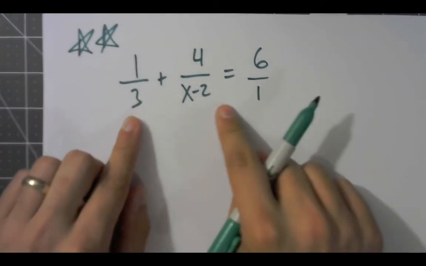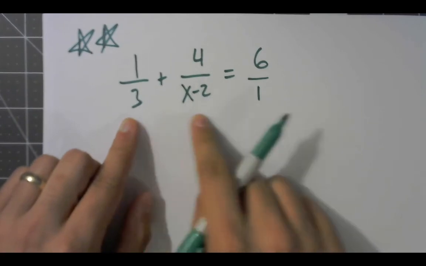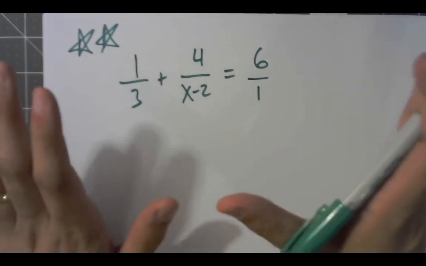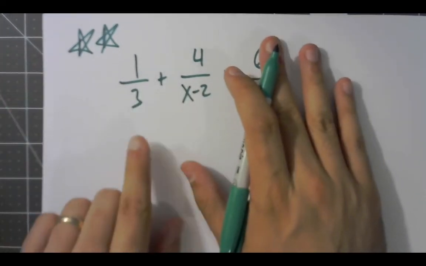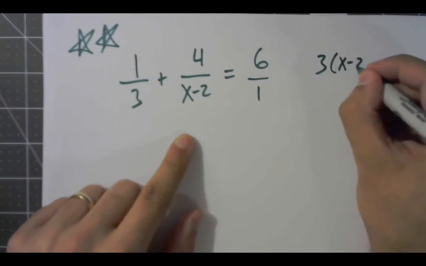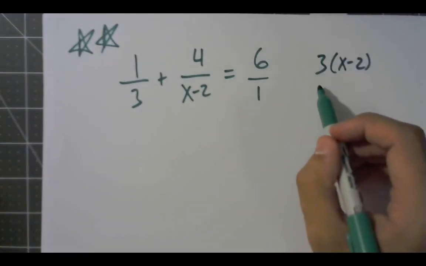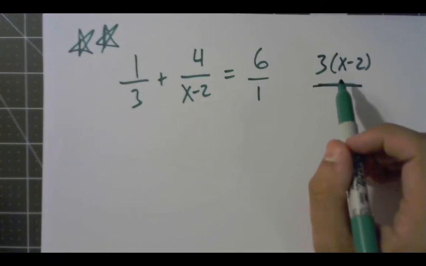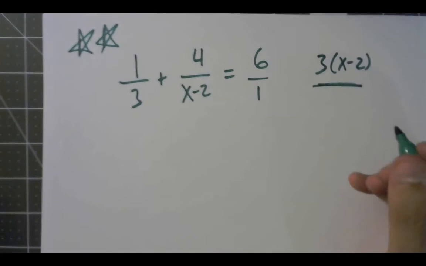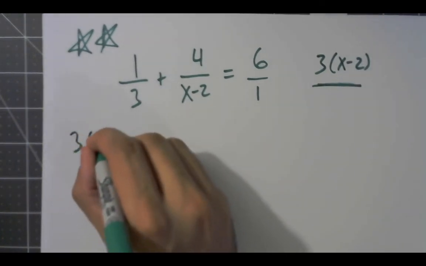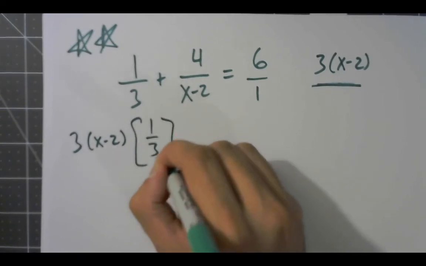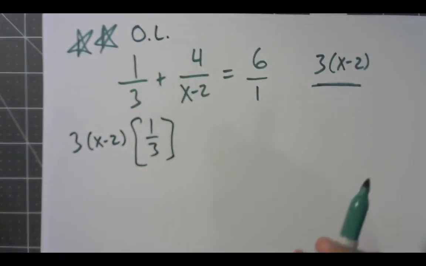So what I need to do is find my LCD, my least common denominator, the thing that all of these have in common. Well, I need a 1, but 1's in everything, so I don't need to worry about that one. I need a 3. I need an x minus 2. So this is going to be my little secret, and what I'm going to do is multiply this by every single piece. If I multiply this by every single piece, I'm going to have something cancel out. On level, remember this.